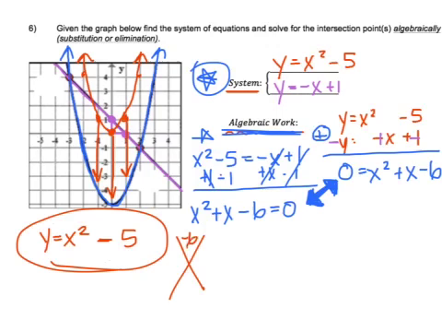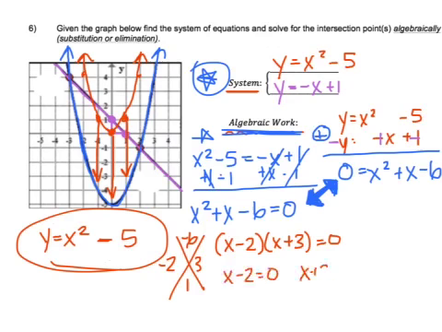Negative 6 multiples that add to 1 would be negative 2 and positive 3. So I'm going to have x minus 2 and x plus 3 equals 0. Set both those equal to 0. x minus 2 equals 0, x plus 3 equals 0. And I get x equals 2 and x equals negative 3. However, sadly, I am not done yet. I need to find my y's.